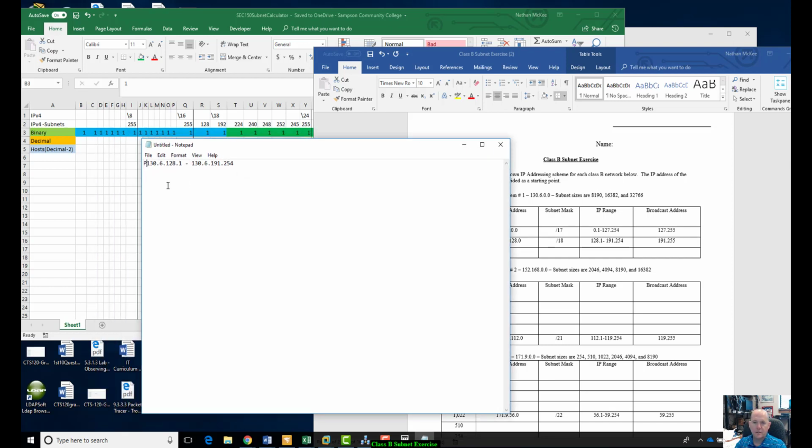This is our IP range. You can put them in parentheses if you want to: 130.6.128.1 all the way up to 130.6.191.254. All right, so that's right.